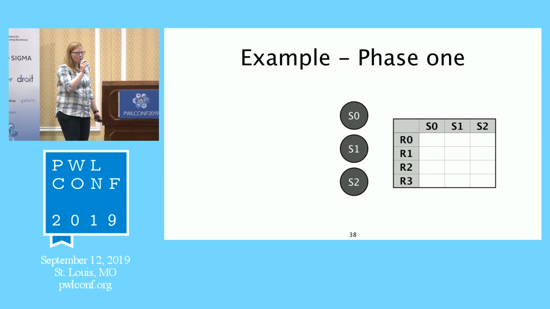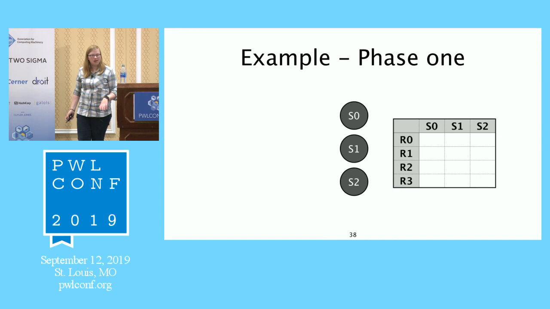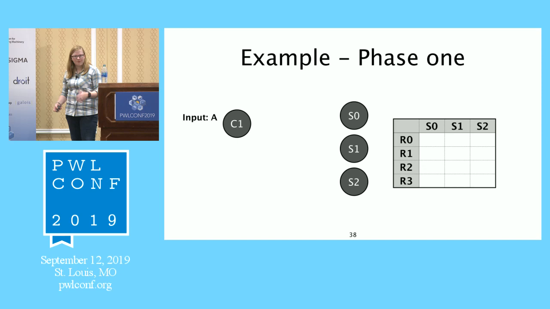So in this example, we've got three servers. These are the circles, and we've got a state table on the side. Currently empty. We've not done anything. The system's just woken up and is new to the world. A client comes along. As you've seen before, client one, input value A.